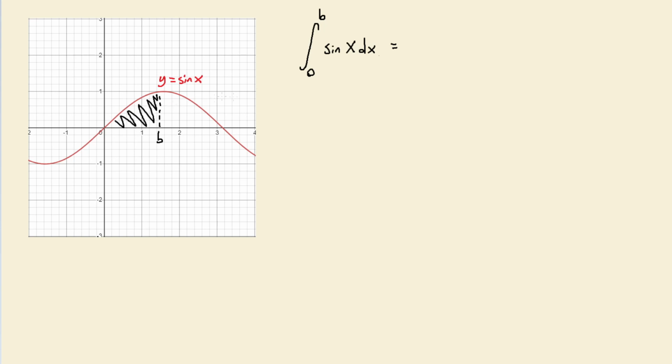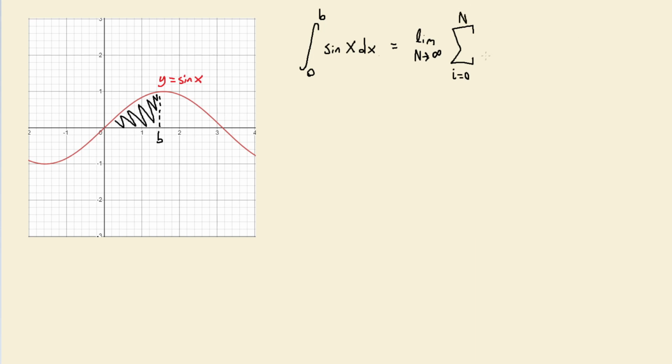And so writing that out mathematically, this area here from 0 to b under the curve sine of x with respect to x is going to be equal to the limit as n goes to infinity, where n is representing the number of rectangles that we're using to approximate this area. And we're going to sum up all of these different areas from the first one all the way to the nth one.